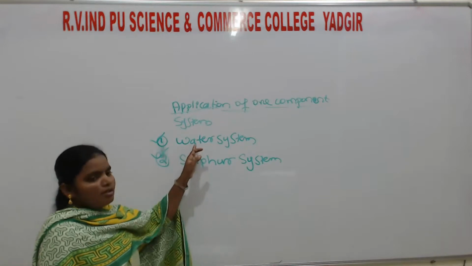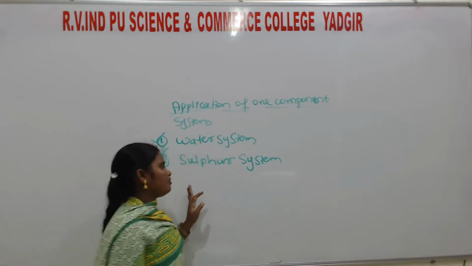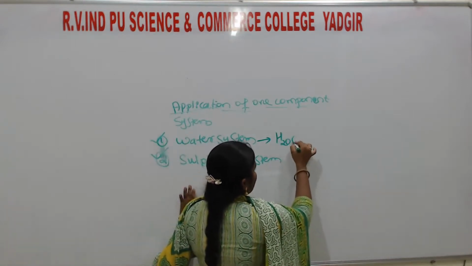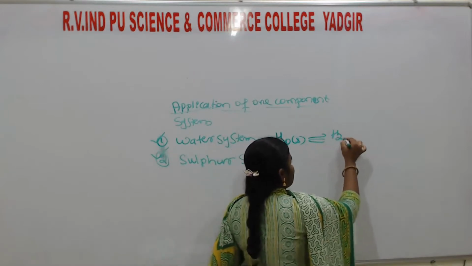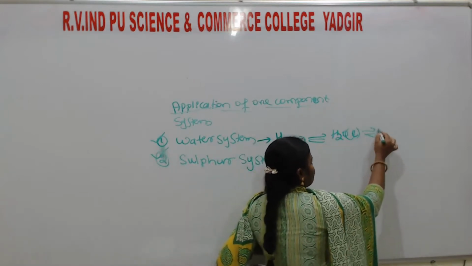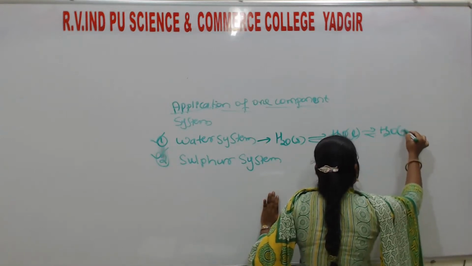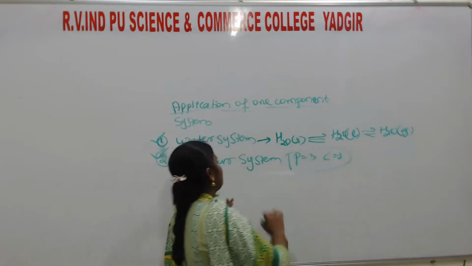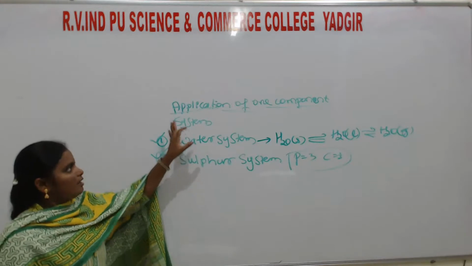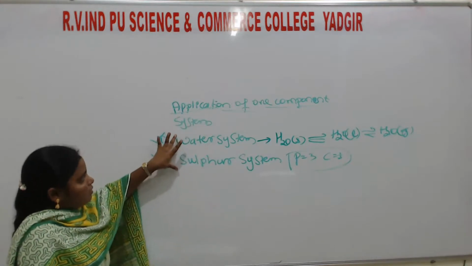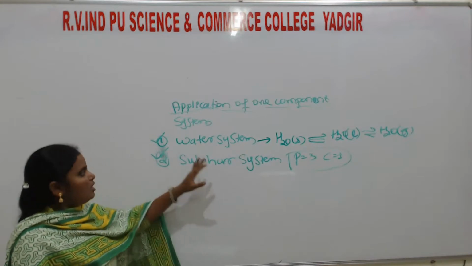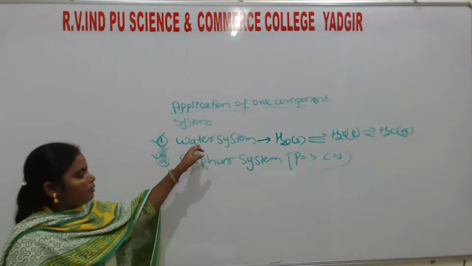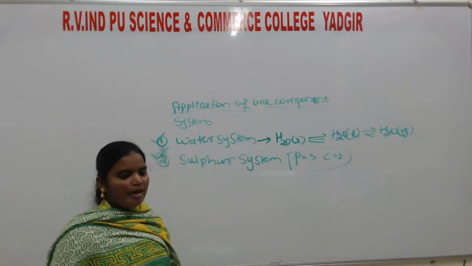The water system is a one component system, because although the phases differ, you consider H2O solid, H2O liquid and H2O gas. The phases are 3, the component is 1. This is a one component system. These are the applications for the one component system: the water system and the sulfur system. These two are very important for 5 marks, and I will explain the water system tomorrow. I stop here.